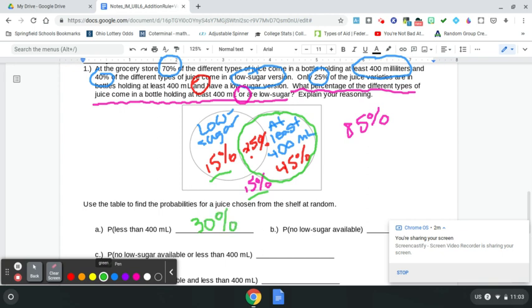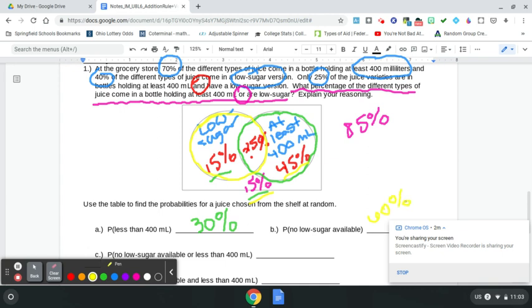Next one, how about no low sugar available? So again, that means we have to go to this one and we are eliminating this bubble. We cannot include these. Well, we've got 45% and 15% that are not inside that bubble. And if we combine those, that gets us 60%.